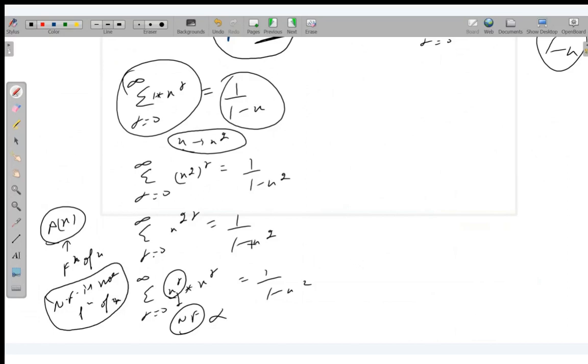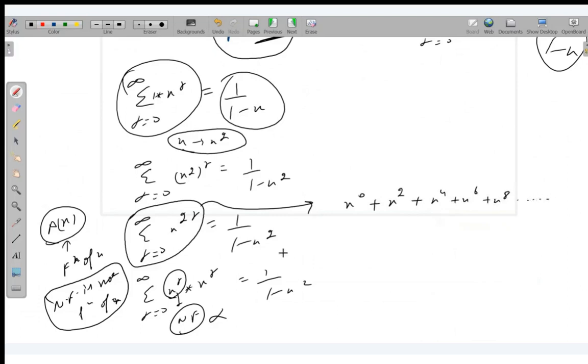Now I will apply a small trick. I will simply try to expand it. When r is 0, I will get x power 0. When r is 1, I will get x square. When r is 2, I will get x power 4. Then x power 6, x power 8, and so on up to infinity.